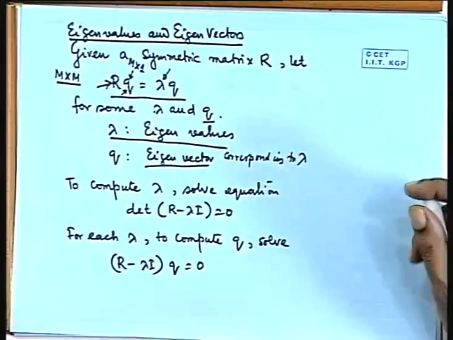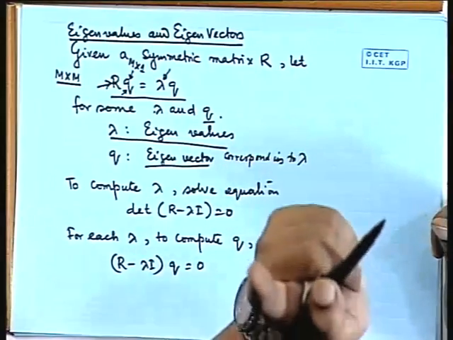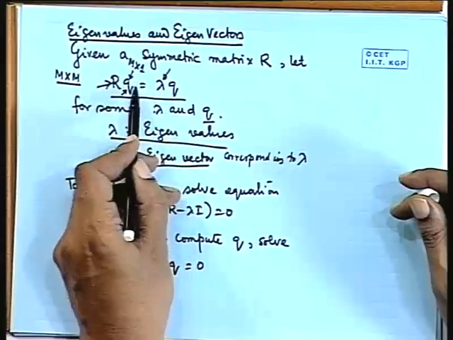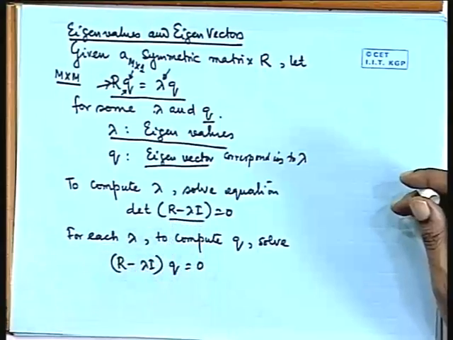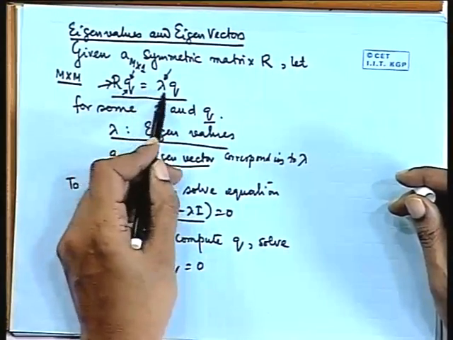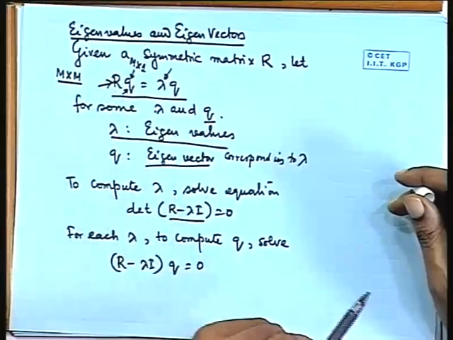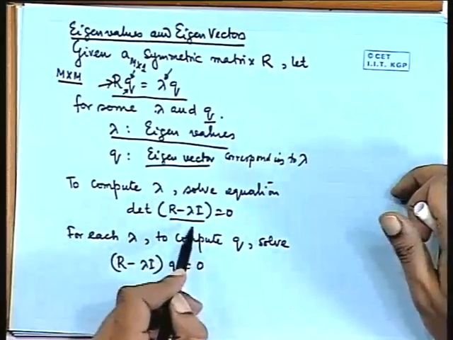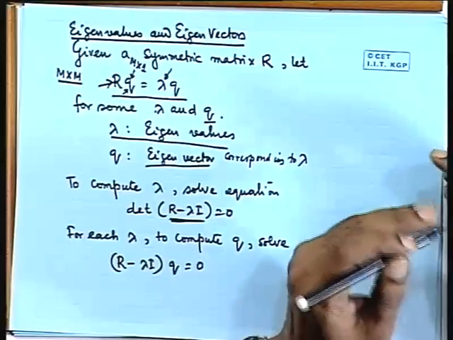So for a matrix, you have a number of eigenvalues, and for each eigenvalue you will have eigenvectors. This is the case. All right. Now the point is, how do you know the eigenvalues? If you just take it this side, you get (R minus lambda I) q equal to 0. You take it this side. So it turns out that to get lambda you have to solve this equation: determinant of R minus lambda I should be equal to 0.